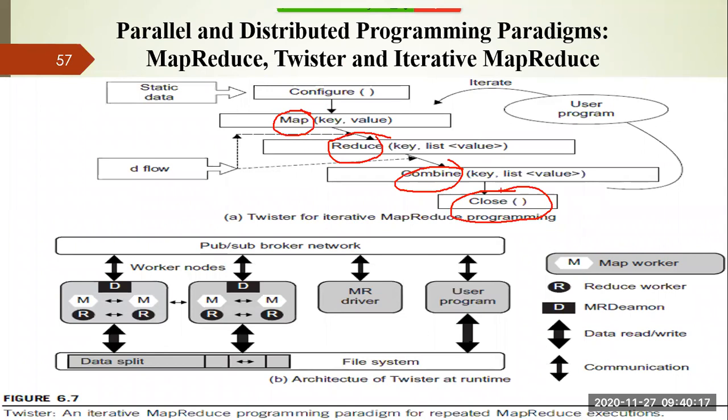Or if you see the architecture, this is the Twister, which we call Twister. That is nothing but an iterative MapReduce programming paradigm. And if you see the architecture of Twister, it is taking a publisher subscriber broker network, okay, and this network is connected to various worker nodes, and in each and every worker node, how are you communicating? You are communicating to their MapReduce daemon.